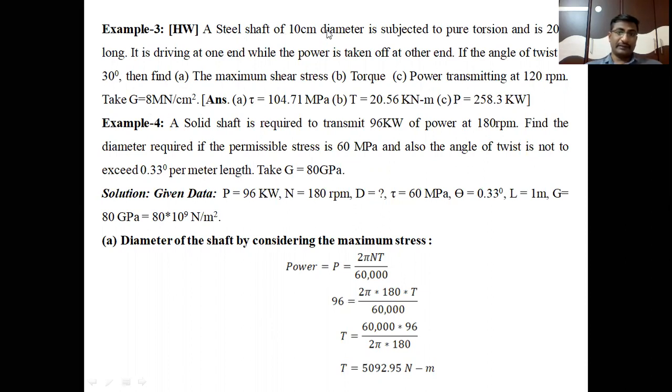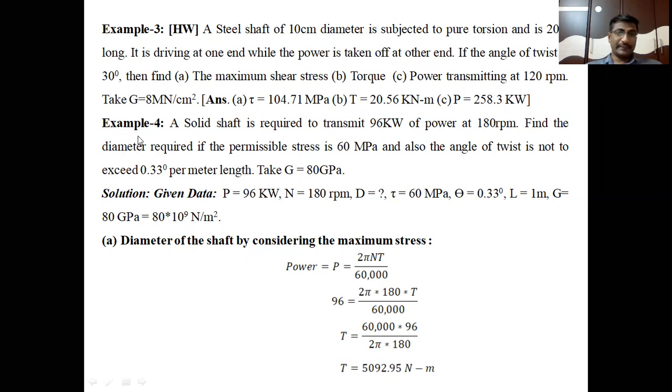You should convert this diameter into meters, and then convert the angle of twist into radians, and then substitute in the torsion equation. We will get the tau, T, and P. If you want to find the P after getting the torque, you should use the 2 pi NT by 60,000 formula to get the power. Okay, these are the answers. Solve this third example and compare your answer with the given answers.